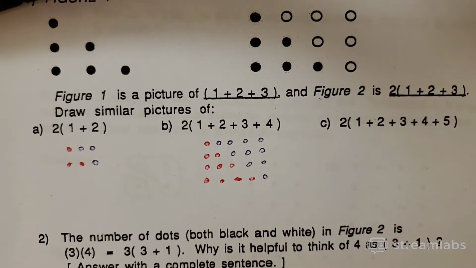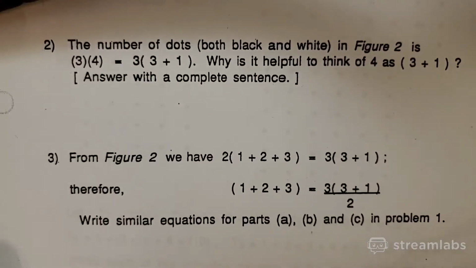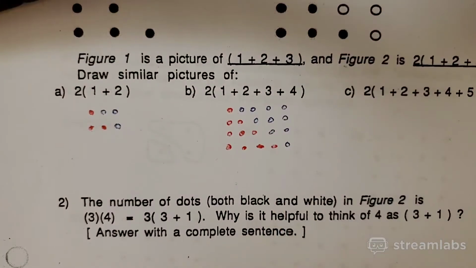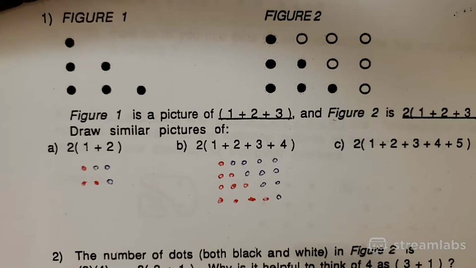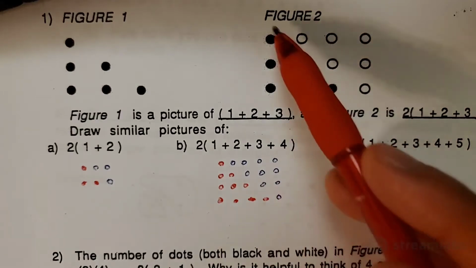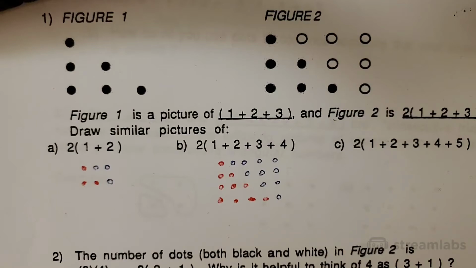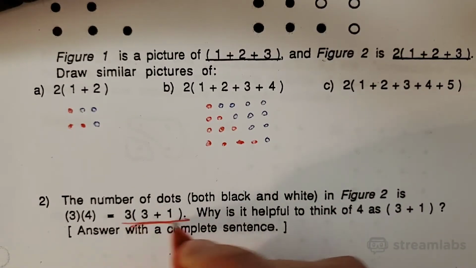All right, so once you're done, let's look at number 2. So number 2 is the number of dots, both black and white. I guess in our case it's red and blue. In figure 2, which is this one. Oh, black and white, yeah. So it's 3 times 4, right? But we can also view this as 3 times 3 plus 1, right?